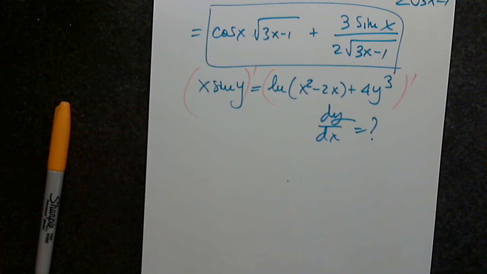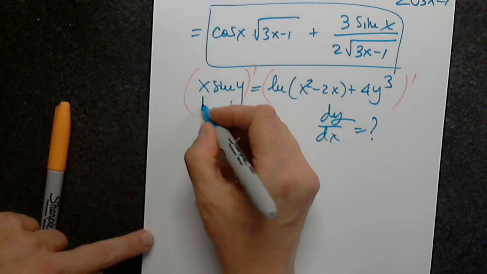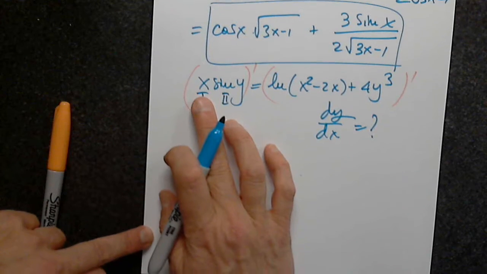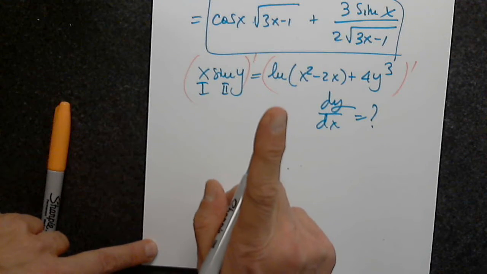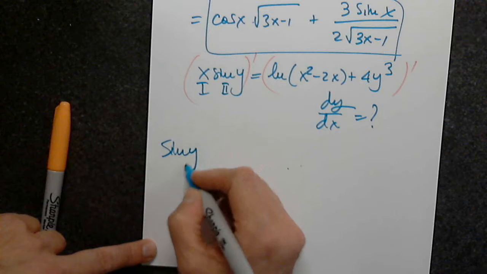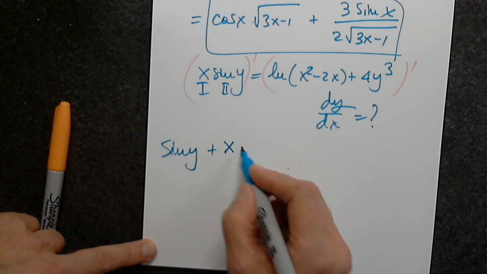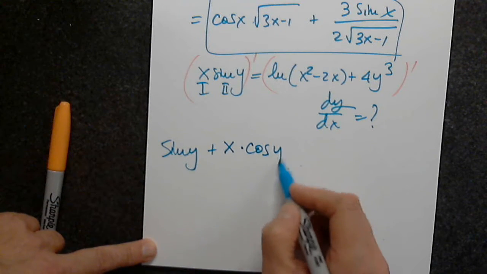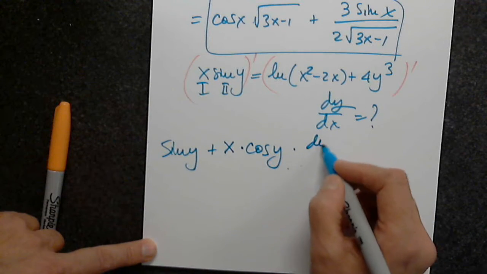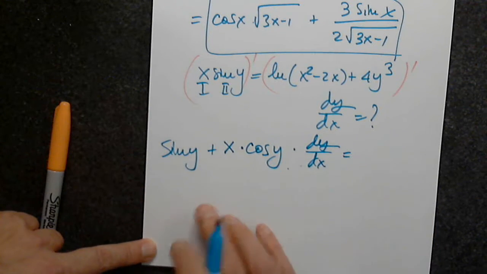What will you tell me about the left-hand side? It's a product, very good. The first function prime, very good. Sine y plus x times cosine y times dy over dx. Do we all agree with the left-hand side?